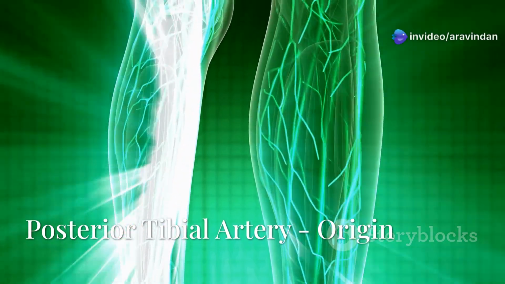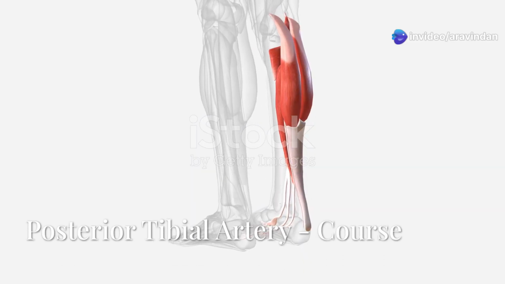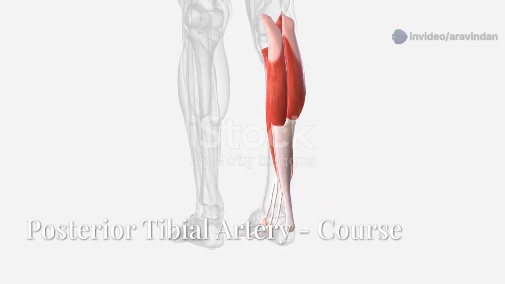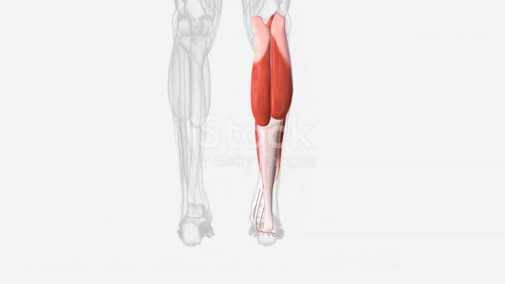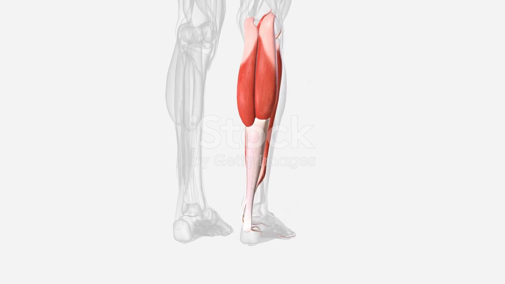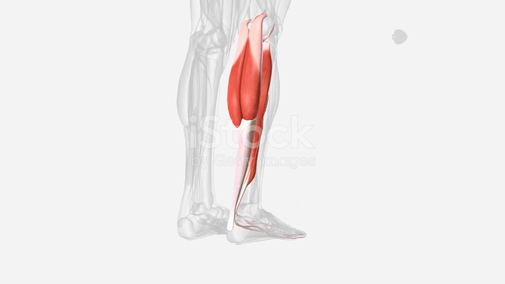3. Posterior tibial artery. Origin: larger terminal branch of popliteal artery. Course: runs down posterior compartment of the leg, passes behind medial malleolus and tarsal tunnel, divides into medial plantar artery and lateral plantar artery.